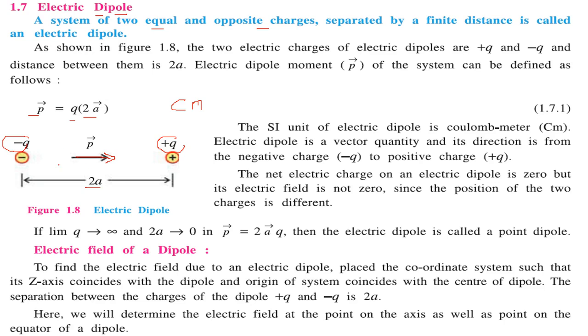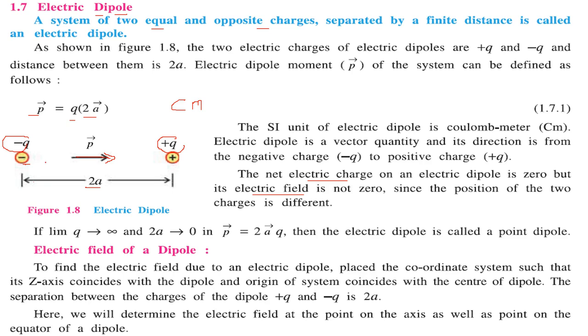The net electric charge here is 0, but the electric field is not 0. The net charge is 0 because minus q and plus q together add to 0, but the electric field is not 0. Why? Because the positions are different. They are separated by a certain distance.